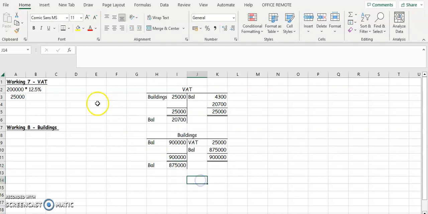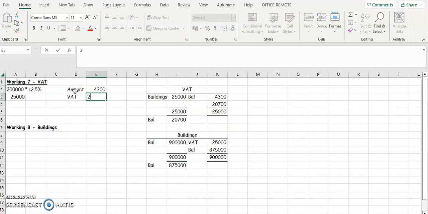You can also do the adding and subtracting. The amount that we have for the VAT is 4,300. We've got our VAT that we've paid in our buildings, 25,000. So you're going to take one away from the other. It's going to give us 20,700. So we know that's an overpayment, so that's going to go into your balance sheet as a current asset.